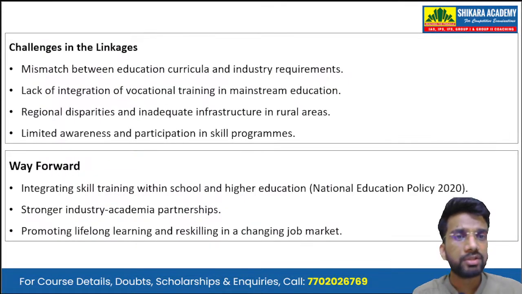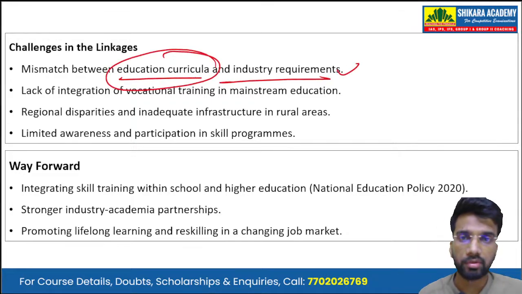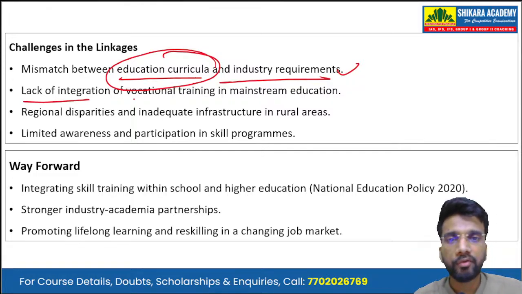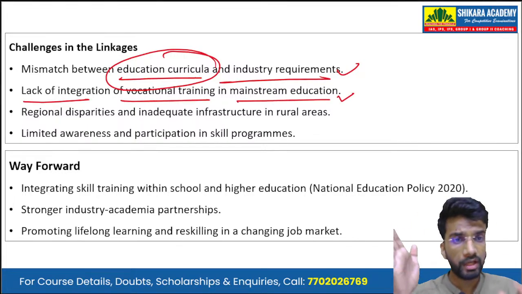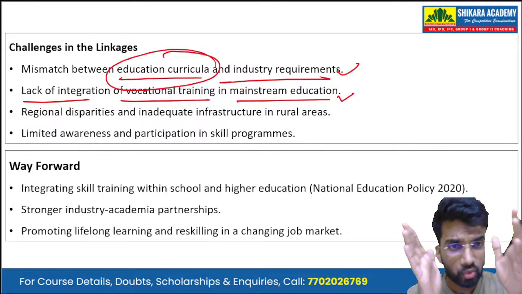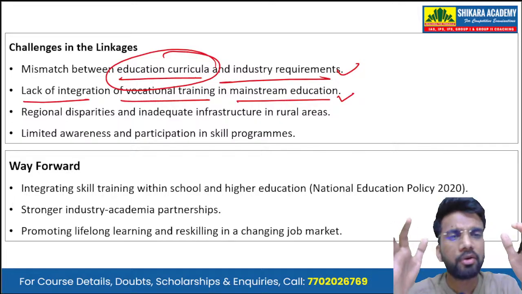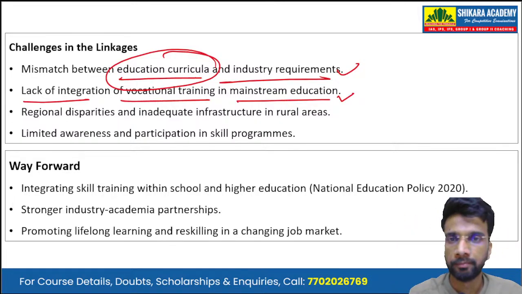Then we have to write the challenges in these linkages. So there is a mismatch between education curricula and the industry requirement. This is the biggest challenge out there. Okay, the industry needs and the education that we are imparting are having a mismatch. Then there is lack of integration of vocational training in the mainstream education. We see vocational education as well as the mainstream education as two different entities. Okay, there is an absolute lack of integration between these two fields of education.